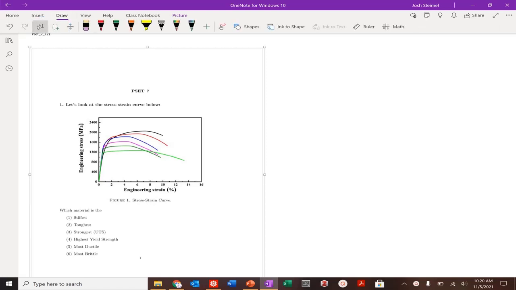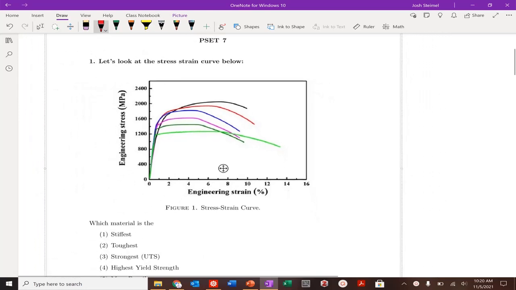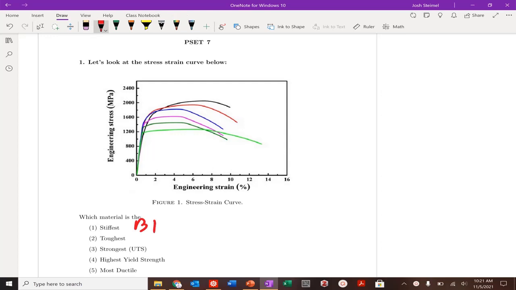Everybody, we are back and we are going to do problem set 7 solutions. So, which material is the stiffest? That's the one with the highest slope. Actually, let's zoom in here just a little bit. That would probably be my blue curve. It looks like just a little bit steeper. Blue or the light green, so.